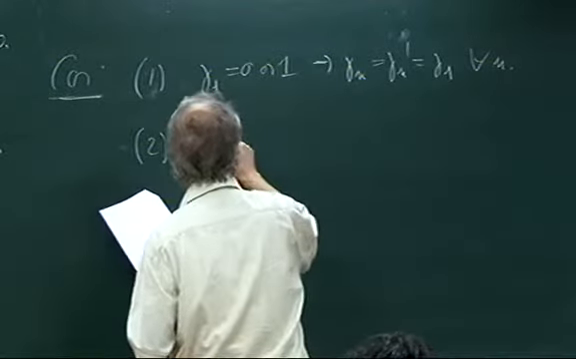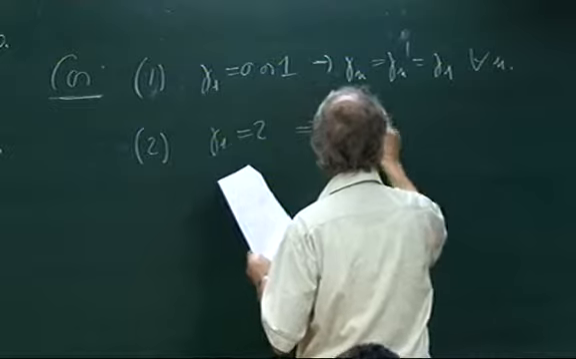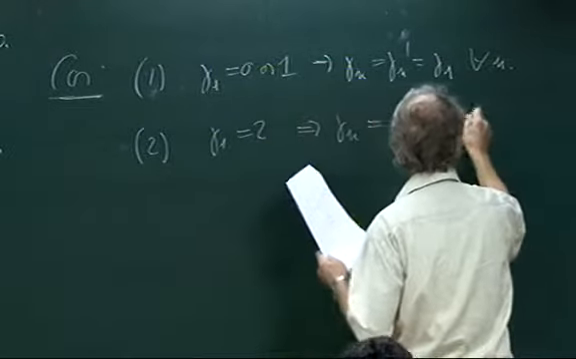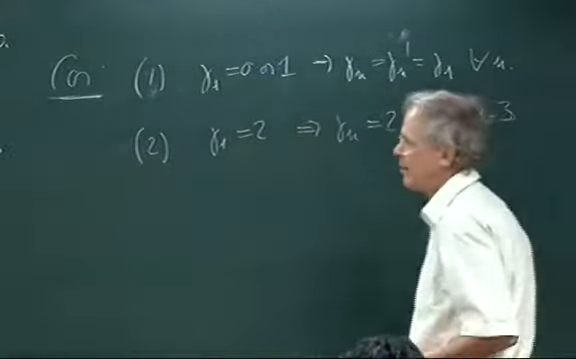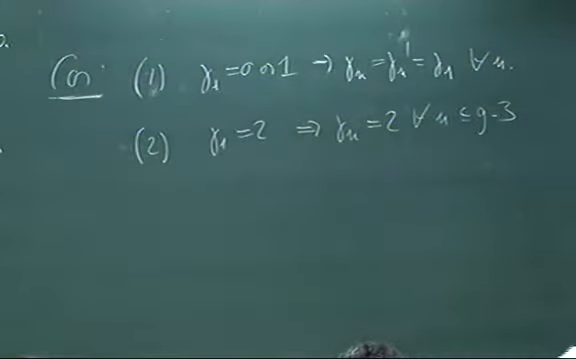If gamma 1 is equal to 2, then we get gamma n is equal to 2 for all n lesser or equal to g minus 3. For n greater or equal to g minus 3, we have these numbers. Okay. These are the first results.